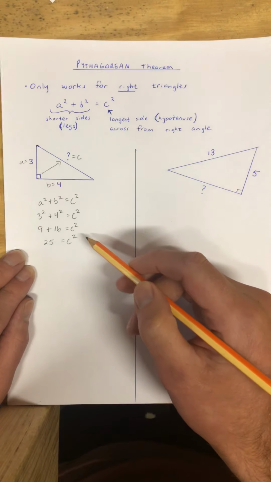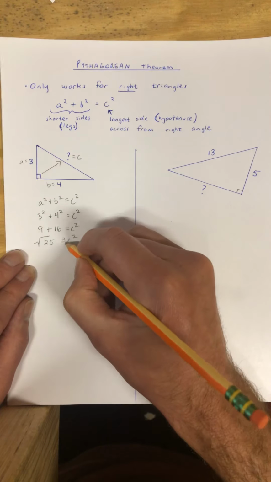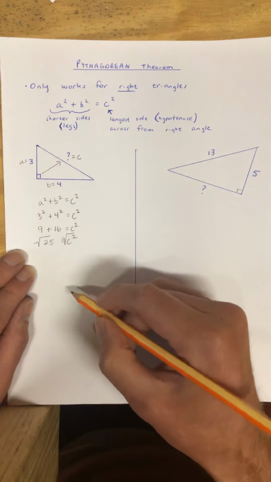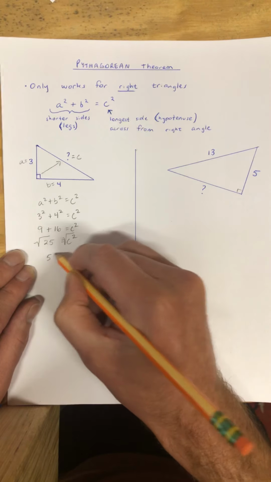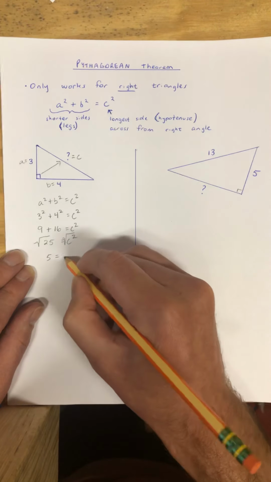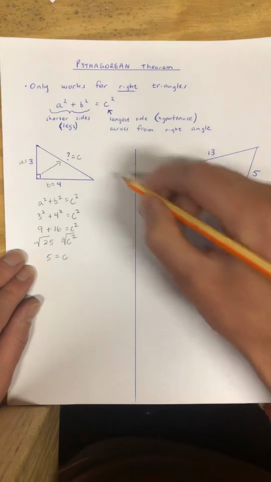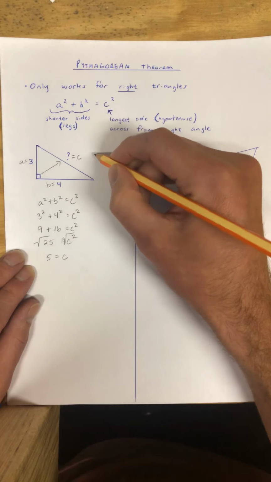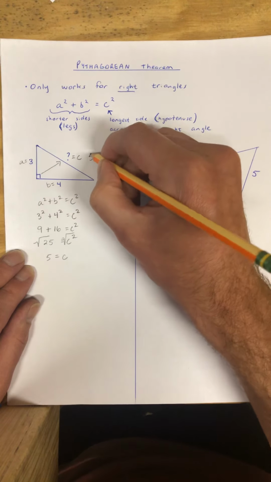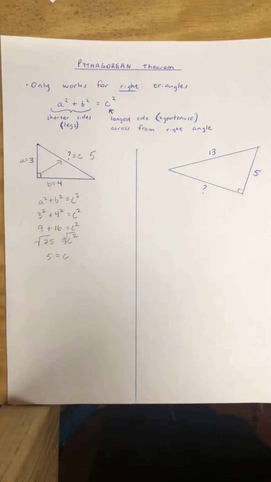So we need to undo the square by taking the square root of both sides. Now when you take the square root of 25, your answer is 5. Square root of C squared is just C. So we have just figured out there that our C, or our unknown length, is going to be 5 by using the Pythagorean theorem. Now in the second triangle, it's a little bit different.